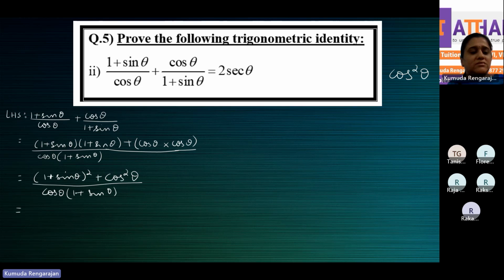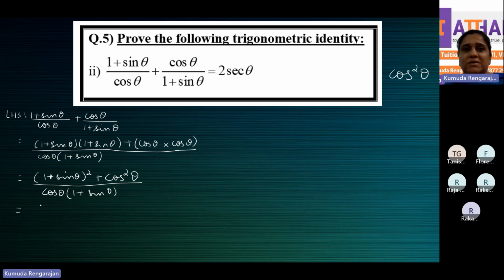One plus. Louder, 1 plus. Now, where is it? 1 plus sine theta the whole square plus cos square theta. Don't you think you'll have to expand 1 plus sine theta the whole square? So you can expand that. It's like a plus b the whole square. So expand that. What do you get?